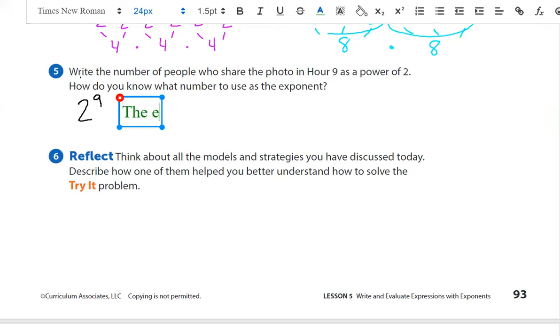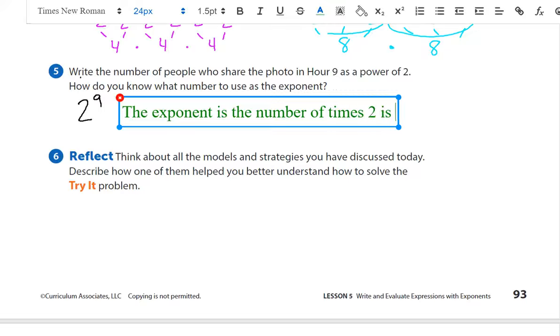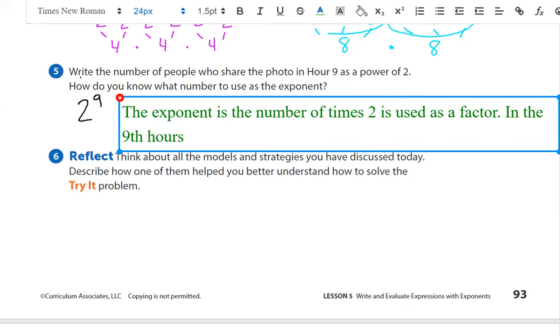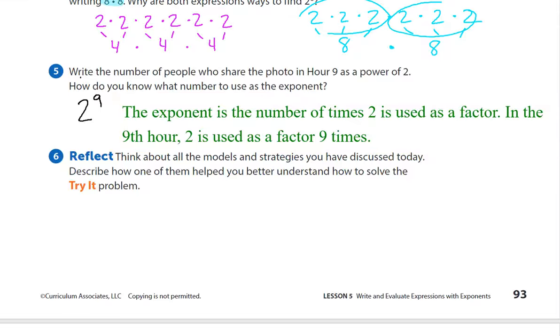So the exponent, and that's 9, exponent's that little number, exponent is the number of times 2 is used as a factor. Remember, the factor is the number in the multiplication problem. So 2 times 3 equals 6. 2 and 3 are the factors. 6 is the product. So the exponent is the number of times 2 is used as a factor. In the 9th hour, 2 is used as a factor 9 times. 2 times 2 times 2 times 2 times 2 times 2 times 2 times 2 times 2. It's to the power of 9.